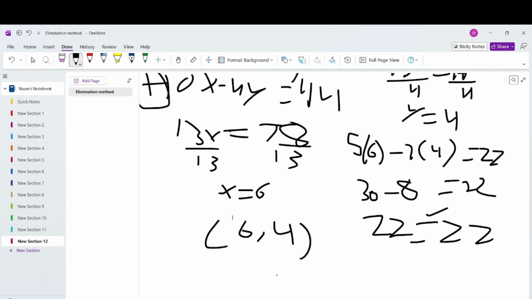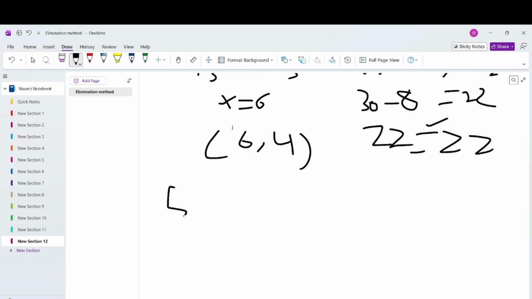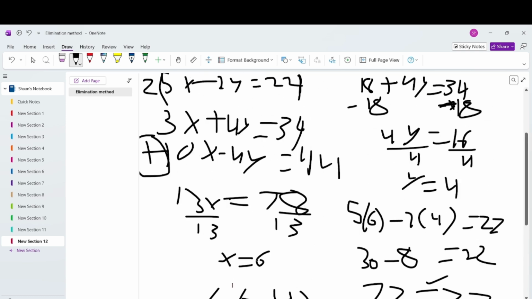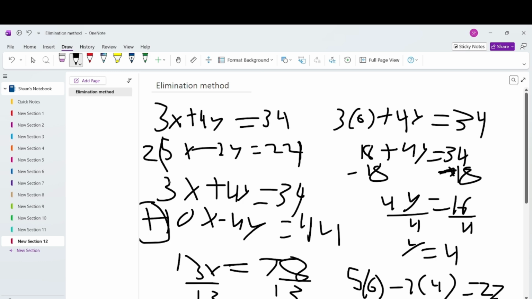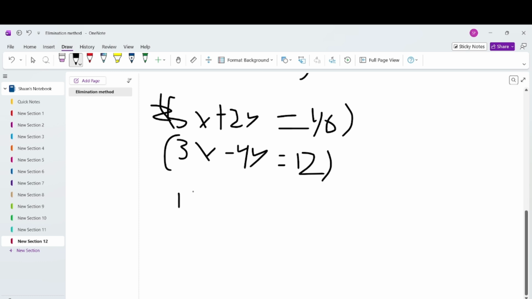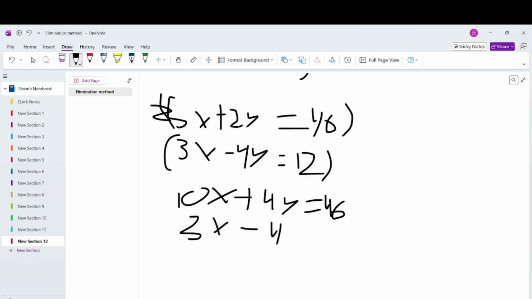So now let's just try this with one more system. Our second system is going to be 5x plus 2y is equal to 46, and let's say 3x minus 4y is equal to 12. Like we did in the first problem, we need to manipulate one equation and then get rid of one variable. The variable we're going to get rid of is y again because it's the easiest. So let's multiply this equation by 2. This equation, we're just going to leave as is. So 2 times 5x is 10x, and then plus 4y is equal to 46. Then 3x minus 4y is equal to 12.